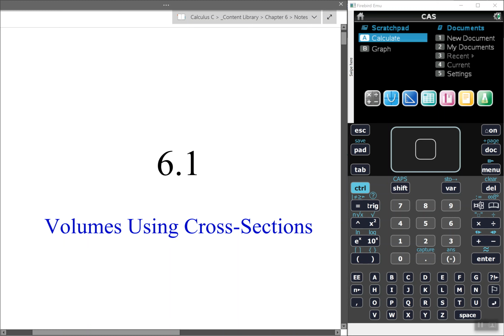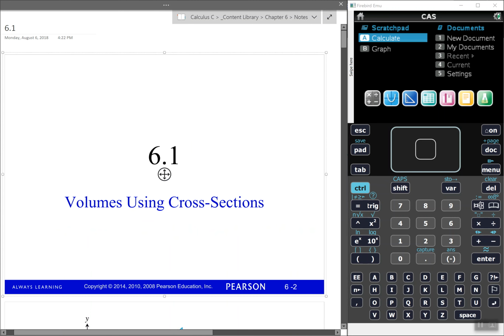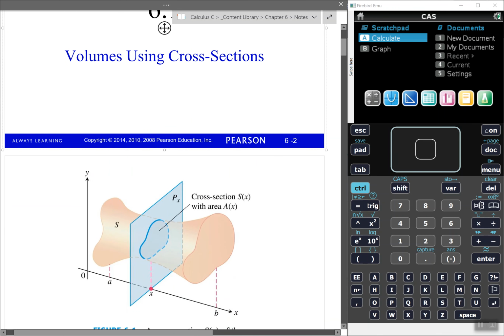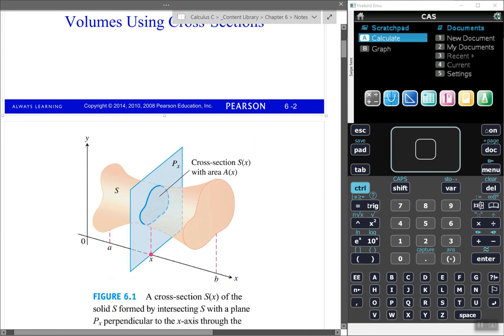In this section, we will be looking at finding volumes using cross sections. So we're going to be working with three-dimensional figures in this section. And the first way that we're going to find volumes is by taking a typical cross section of the three-dimensional object. So for this type of problem, the solid has to be a uniform sort of shape throughout.